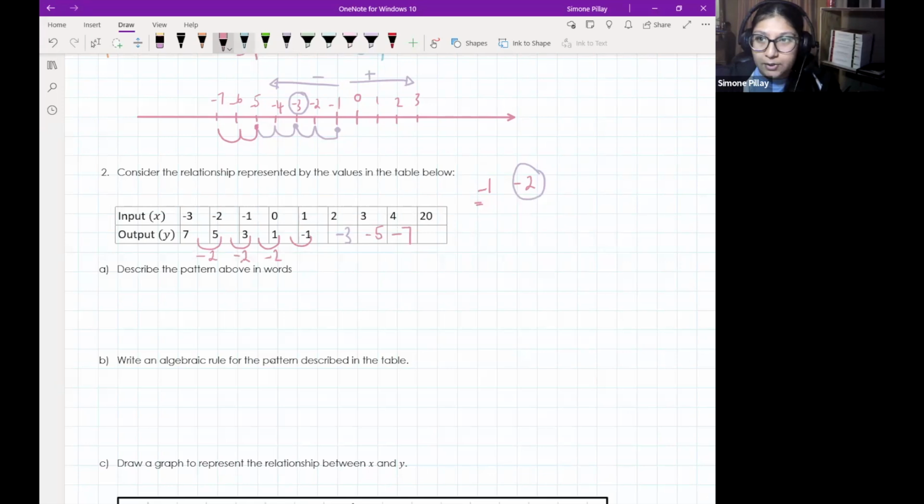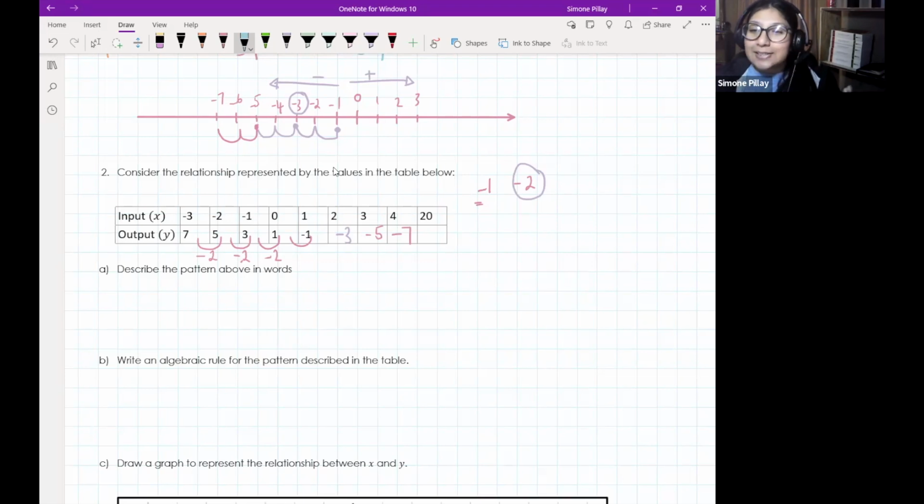Stay here with me for now. Oh wait, I was going to answer A by myself, but Rory-san, do you want to help me answer A? Yes, ma'am. Okay, cool. Describe the pattern above in words. How would you describe it for me, Rory-san? I think I'll just keep it simple and say -2.